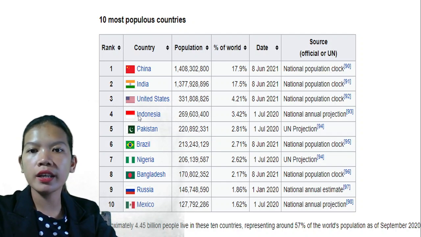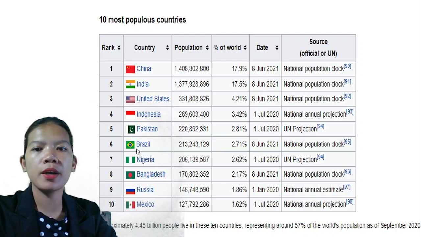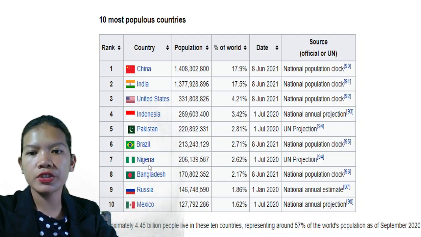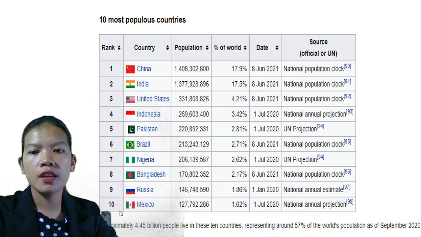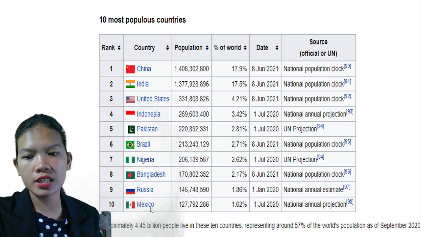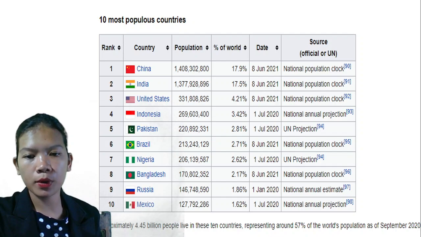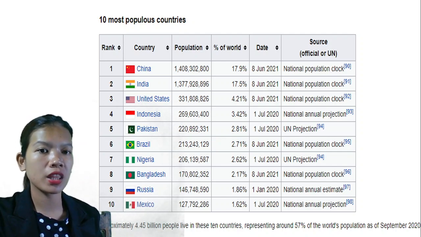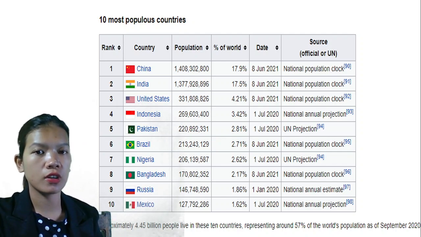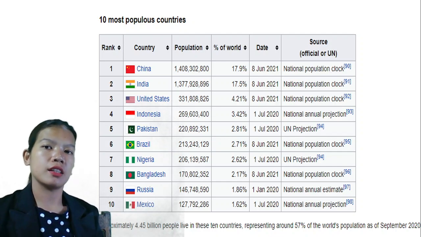Followed by another Asian country, Indonesia, then Pakistan, an American country, which is Brazil, an African country, Nigeria, an Asian country, the eighth one is Bangladesh, and then Russia, and then followed by Mexico. So approximately these 10 countries comprise 4.45 billion people, representing around 57% of the world's population as of 2020. So more than half of the total population of the world came from these 10 countries.